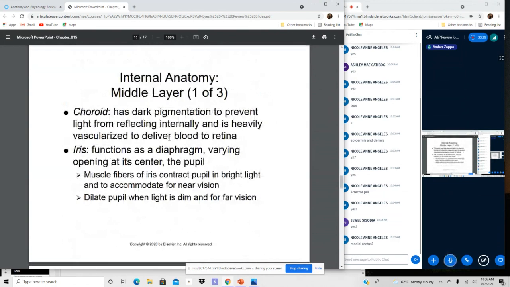So now we're going to talk about that middle layer of the eye, the choroid. It has dark pigmentation to prevent light from reflecting internally and is heavily vascularized to deliver blood to the retina. The iris functions as a diaphragm. It has a varying opening at its center, the pupil. Muscle fibers, we talked about this earlier, contract the pupil in bright light to accommodate for near vision and dilate the pupil when light is dim for far vision.